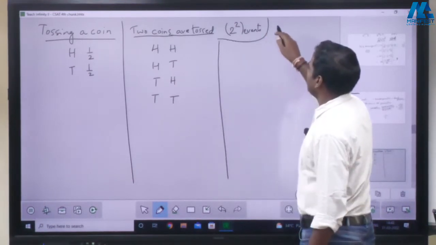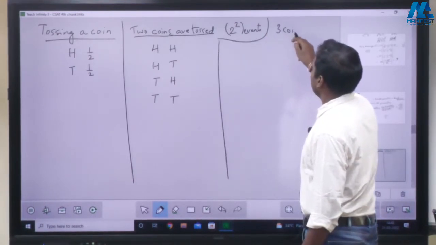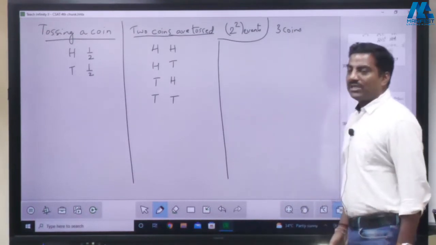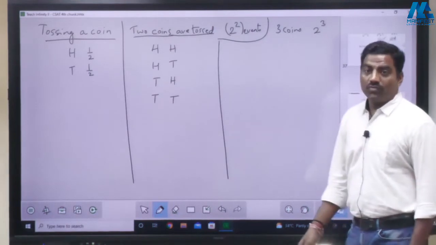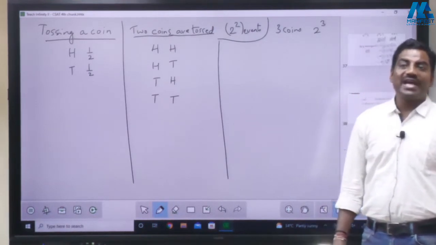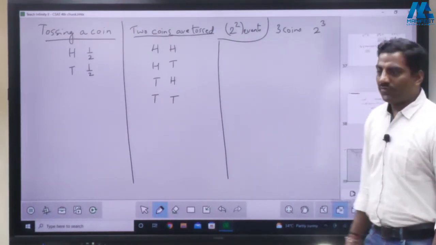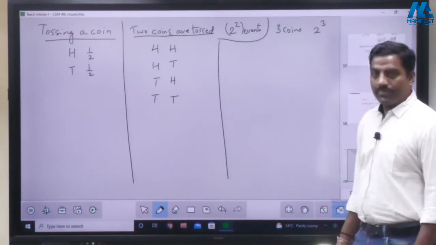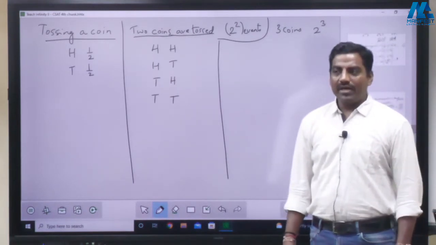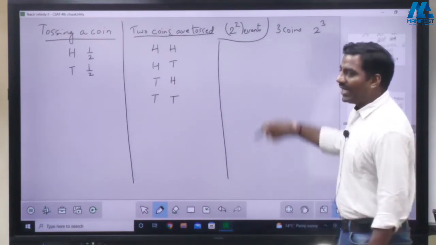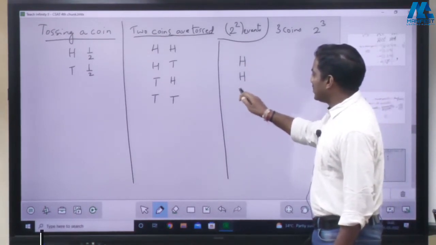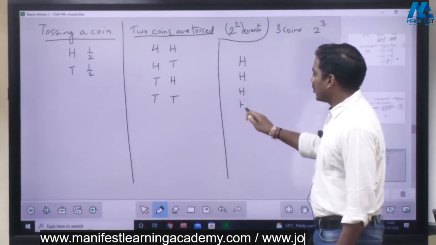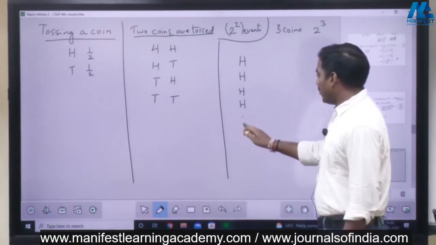Now I'll go for 3 coins, and the number of sample space is 2 to the power of 3, not 3 to the power of 2. It is always 2 to the power of n, 2 to the power of 3. So 8 events will come. For the first coin, you can divide into 2 halves. You can write 4 H's here and write 4 T's.